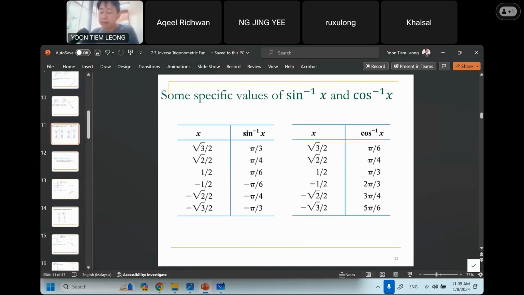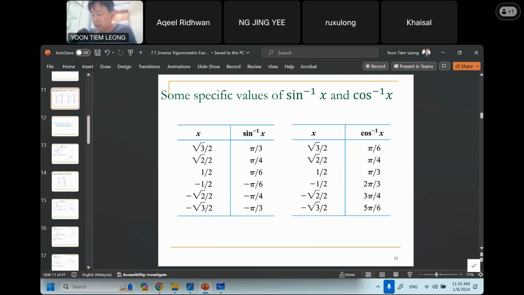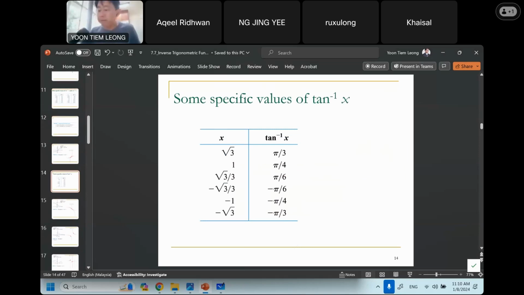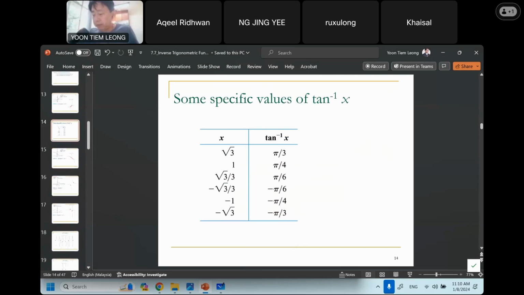This is an example of the specific values of the arc sine and arc cos, and you have to be familiar with how this number comes about. There is also another set of chart that tells you what are the values of the arctangent, and also another table that tells you what are the specific values of, say, arc cotangent, arc secant, and arc cosecant.